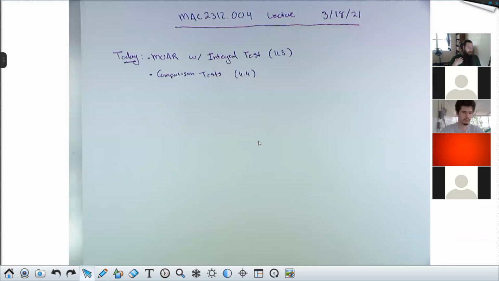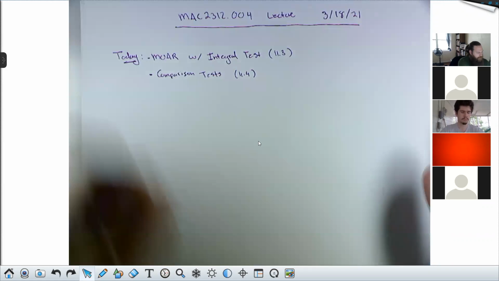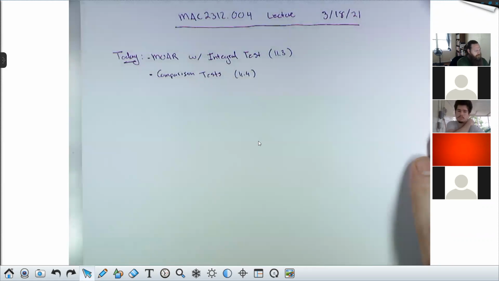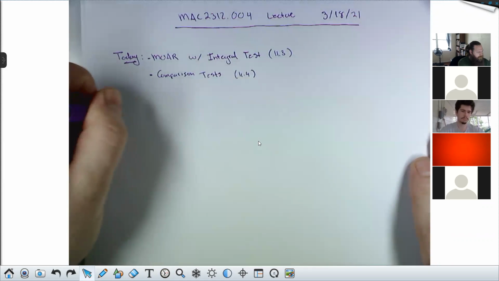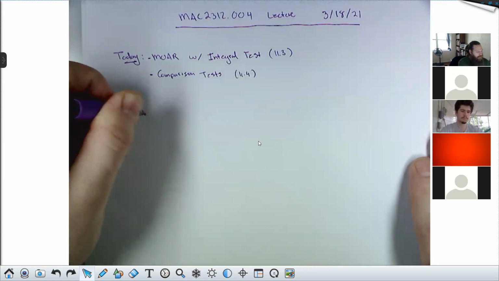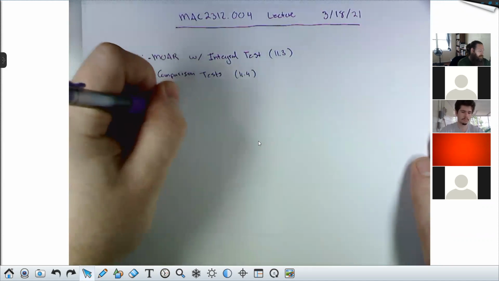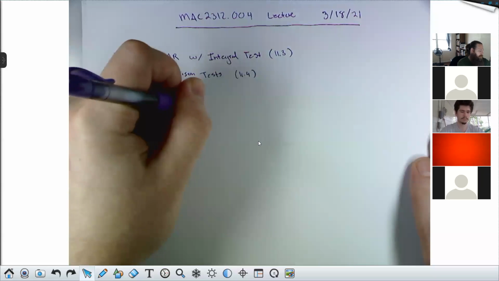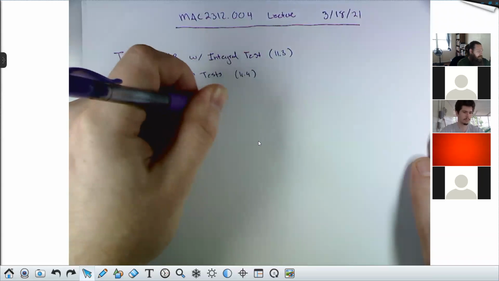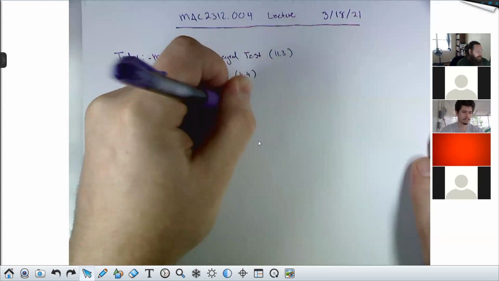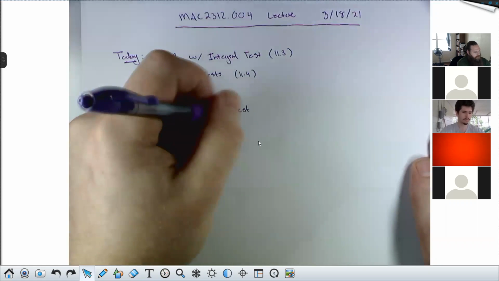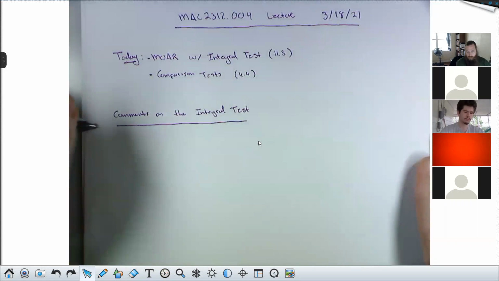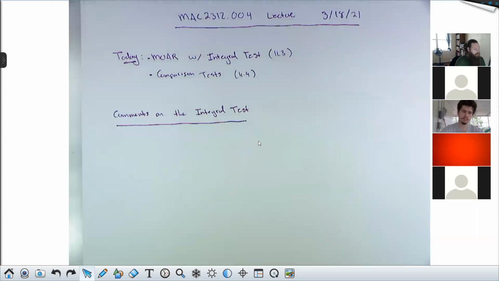All right. There's just one example with the integral test that I wanted to play with that we didn't get to do last time. So I'm going to begin with that. Actually, before I get in there, let me make some comments on the integral test.